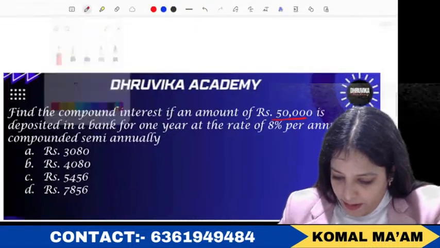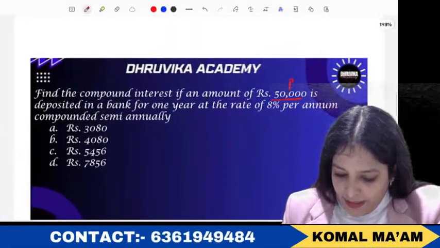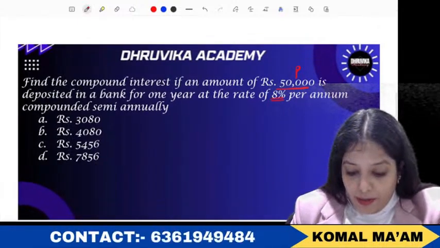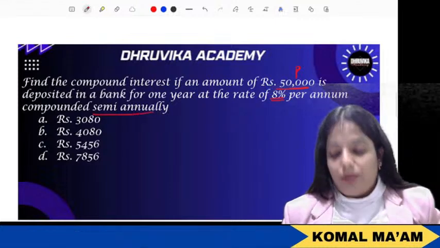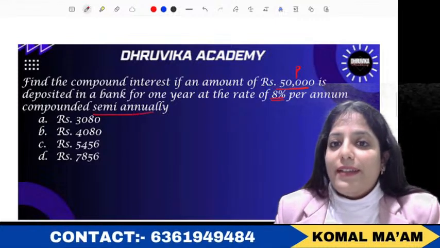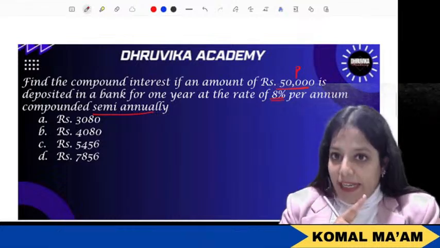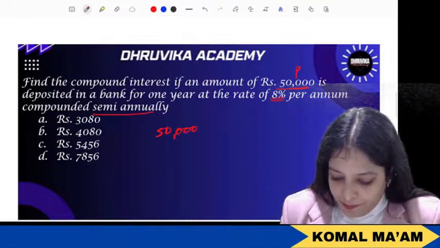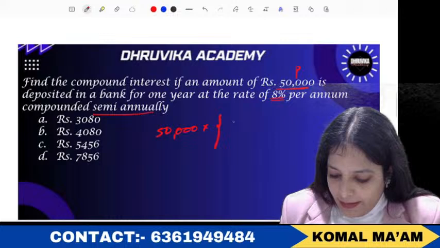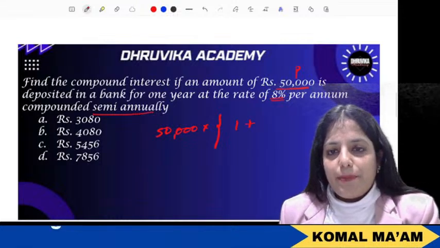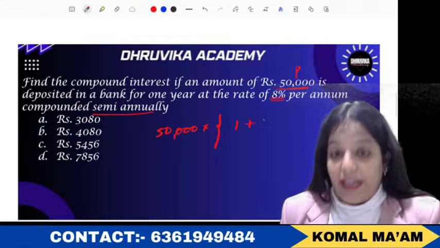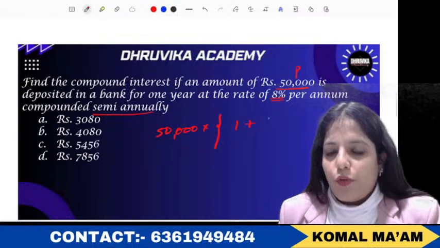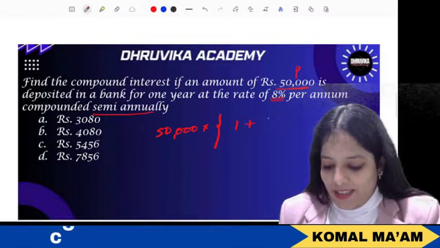It is nothing but the principal, right? In a bank for 1 year at the rate of 8%, compounded semi-annually. See, a few minutes back we understood this concept of semi-annually. That means you need to divide the rate by 2 and multiply the n by 2. So principal is 50,000, rate 8% will get divided by 2, that will become 4%. And yes, 4% is equal to how much? Any idea? 4% is equal to how much?